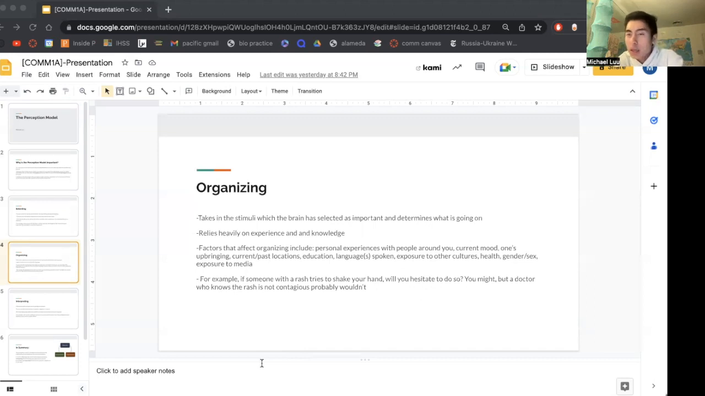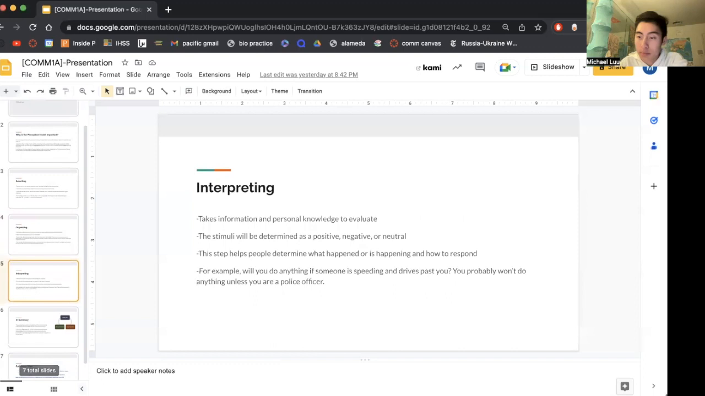For example, if someone were to have a rash all over their body and reach out to shake your hand, a natural reaction would be a reluctance to do so. However, if you are a doctor and you recognize the rash as non-contagious, you may shake the person's hand without hesitation since you know that it will not negatively affect you. The previous knowledge you have on the rash will affect how you organize the visual stimuli of seeing a person with the rash. The next step is interpreting.